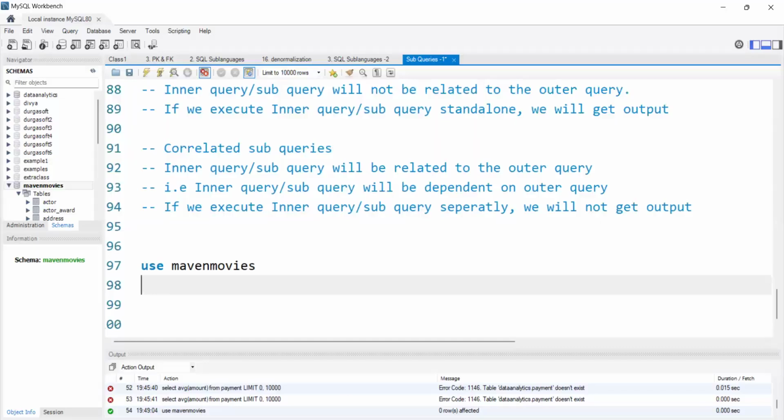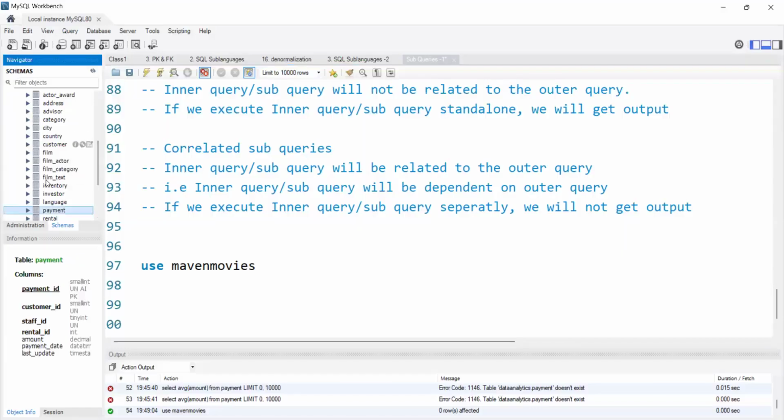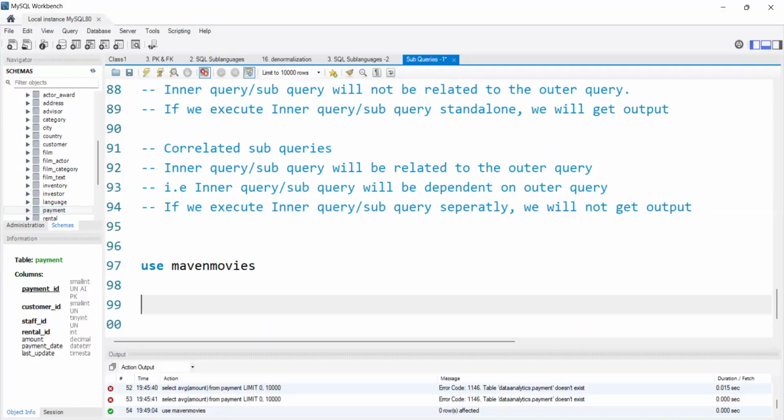Now let's solve one question. In Maven movies, we have a payment table and a customer table. In the customer table we have all the customer data. In the payment table we have payment ID, customer ID, and amount, the payment amount whatever the customer paid, and some other columns as well. Now let's solve one question.